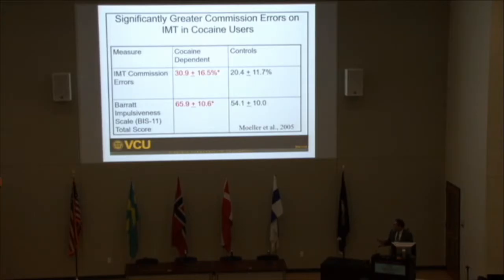And this is just some data showing that groups with high impulsivity, in this case cocaine-dependent individuals. This is a paper we published in 2005, but repeatedly in different populations of impulsive individuals, borderline personality disorder, kids with conduct disorder, have higher commission errors on this task compared to healthy controls. And this parallels their self-reported impulsivity as measured by the Barratt Impulsiveness Scale.